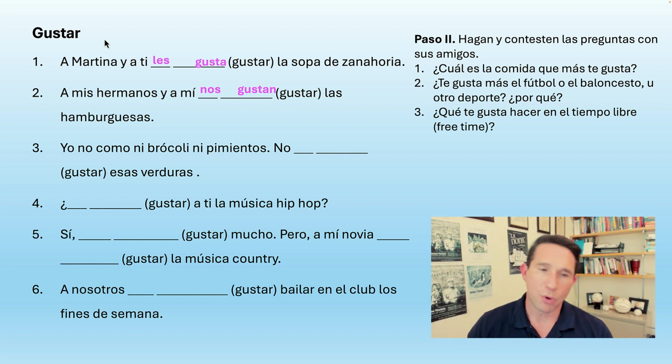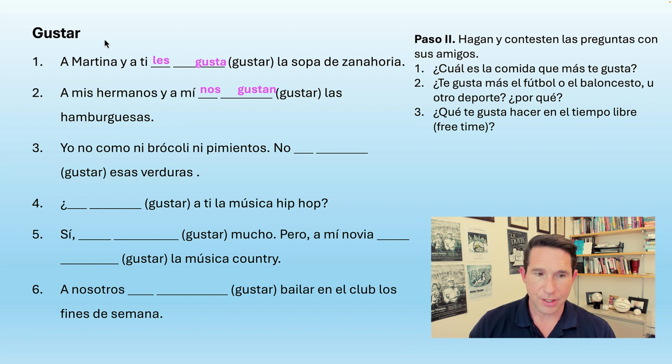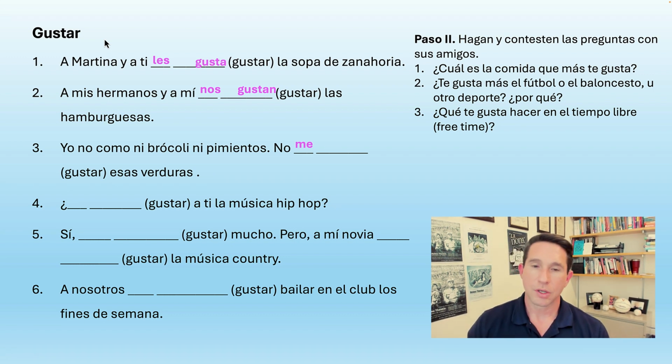No como ni broccoli ni pimientos. No blank esas verduras. So I don't eat broccoli or peppers. So yo, I don't eat. So if I don't eat broccoli or peppers, I don't like these vegetables. So me, is it going to be gusta or gustan? Because remember, it only comes in 2 forms. Good. Gustan.